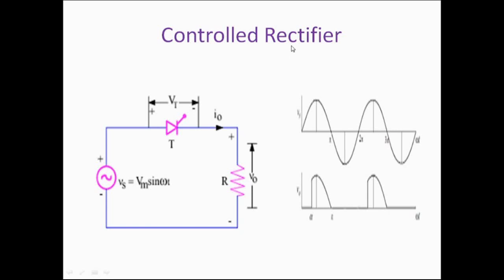See here, this is a half wave rectifier. Okay, instead of a diode we are using a component, its name is SCR, silicon controlled rectifier. Silicon controlled rectifier. So you can call this a thyristor also.